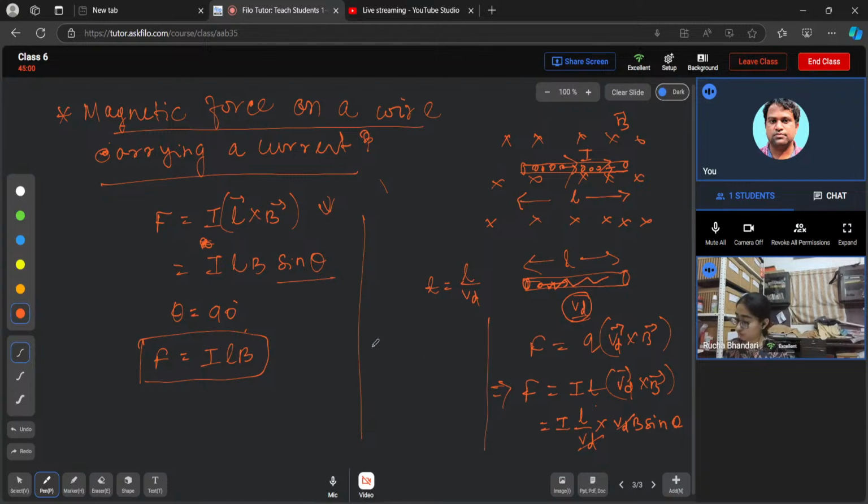With this equal to, we are getting I L B sine theta, that is I L cross B.